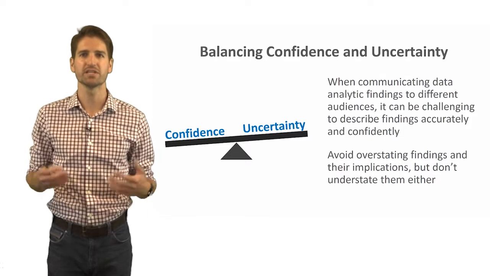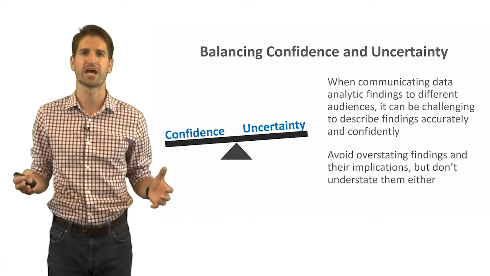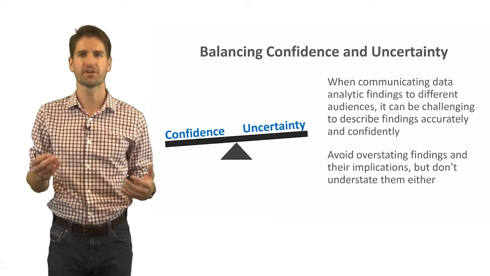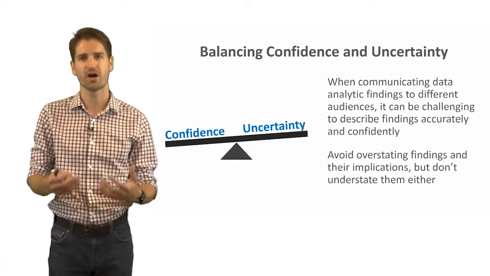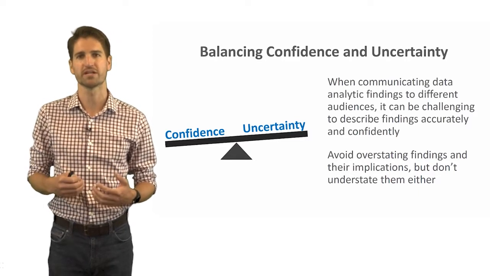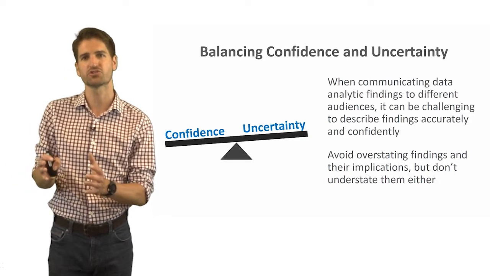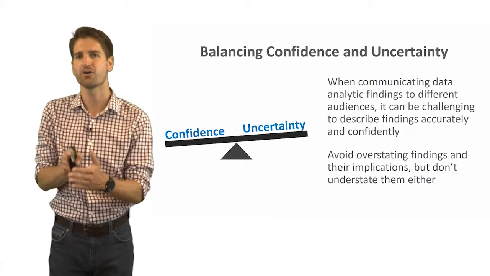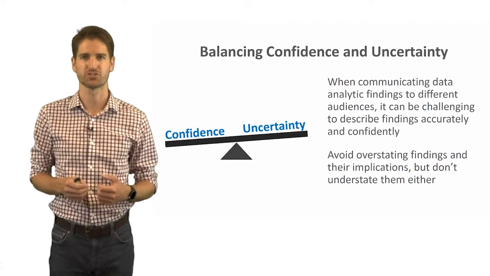And so for that reason, when communicating data analytic findings to different audiences, it can sometimes be difficult and even challenging to describe findings accurately and with confidence. And so we need to think very carefully about how do we tell a compelling story and make people understand that we're confident in the design that we use, the type of analysis that we use, and our interpretation in the findings, while also making sure that we recognize there is some uncertainty and that we need to make sure that there's some accuracy in terms of describing that uncertainty and that we're not 100% certain that this leads to this or that leads to this or whatever the situation might be.